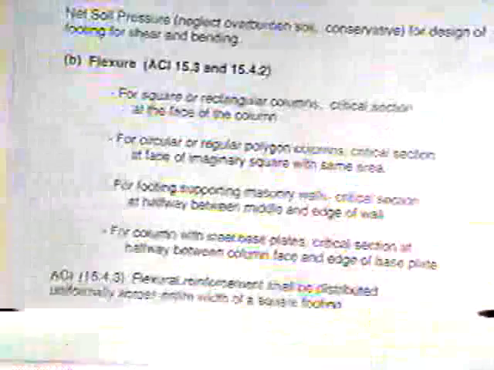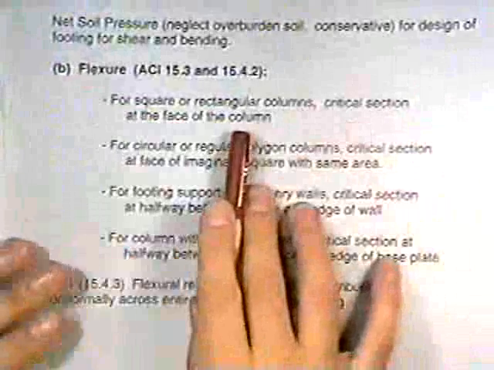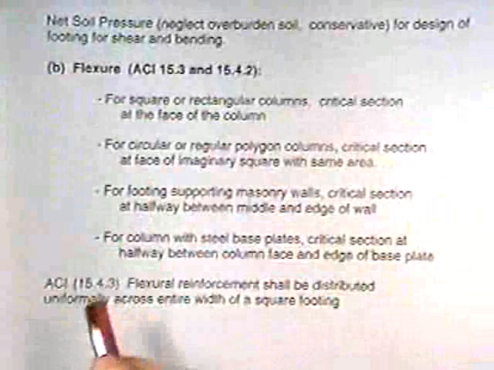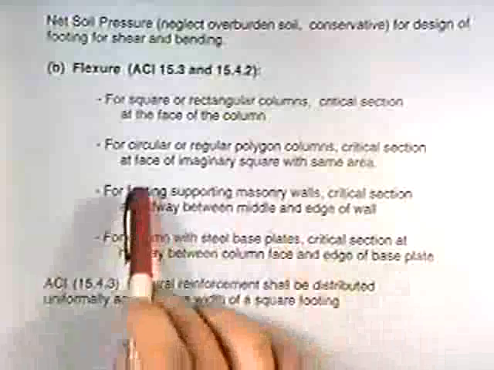Now, talking about the critical section, if you have a square or rectangular column, the critical section's at the face of the column. And if you just took a look at the way I drew that deflected shape, that would be the part for the critical moment, just like in a cantilever. It's at the end of the wall.